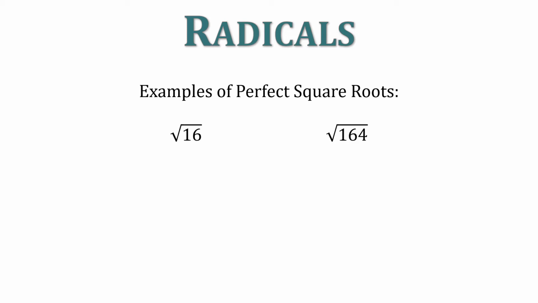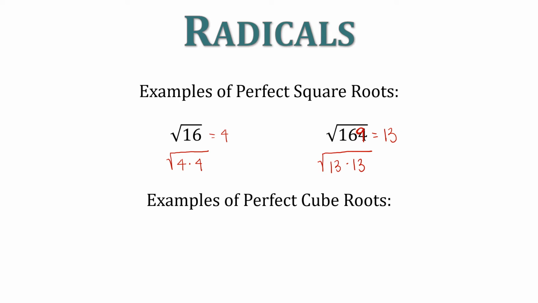We have the square root of 164 and the square root of 16. We know that these are perfect square roots because I know that the square root of 16 is the same thing as the square root of 4 times 4. Therefore, the square root of 16 is 4. Same thing with 164. Well, first of all, this was supposed to say 169. I mistyped. And I know that the square root of 169 is the same thing as the square root of 13 times 13. Since I see two copies of 13, I know that the square root of 169 is 13.